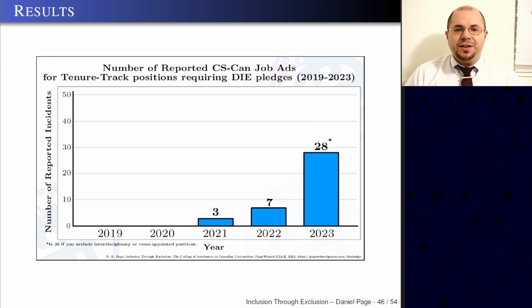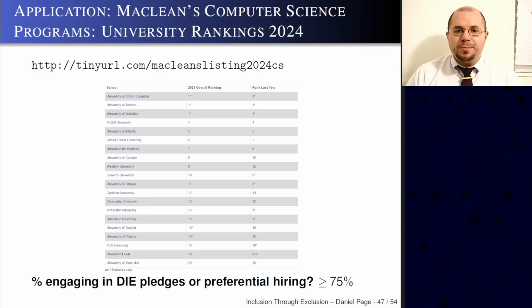But in addition, if you're thinking about tenure track, same thing here. So I thought for a couple applications in my data set, I would try out just to see the prominence of this. So here, for instance, I look at Maclean's computer science program. Maclean's is very commonly used to see popular programs, and students often look at these lists to see which universities maybe they should register at. And these are often considered some of the top schools. I looked at how many participate in DIE pledges or preferential hiring. I saw that it was at least 75% in my data set.